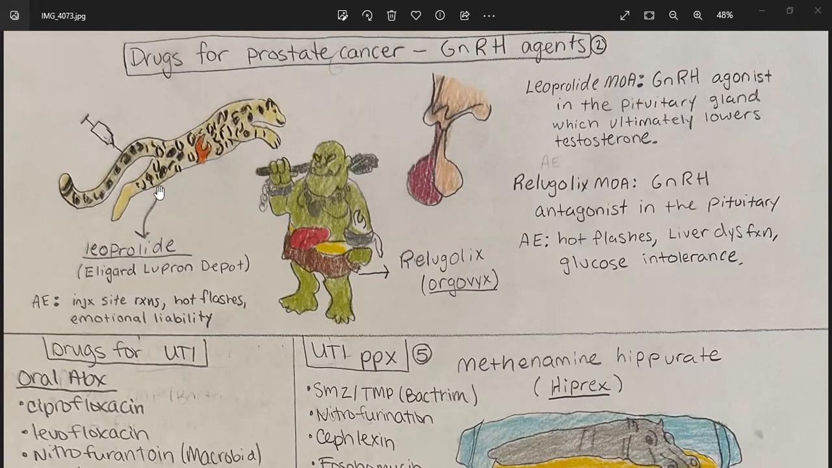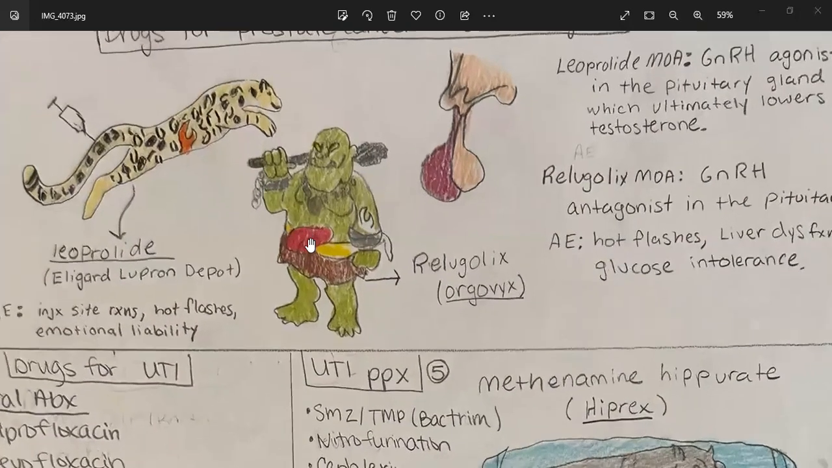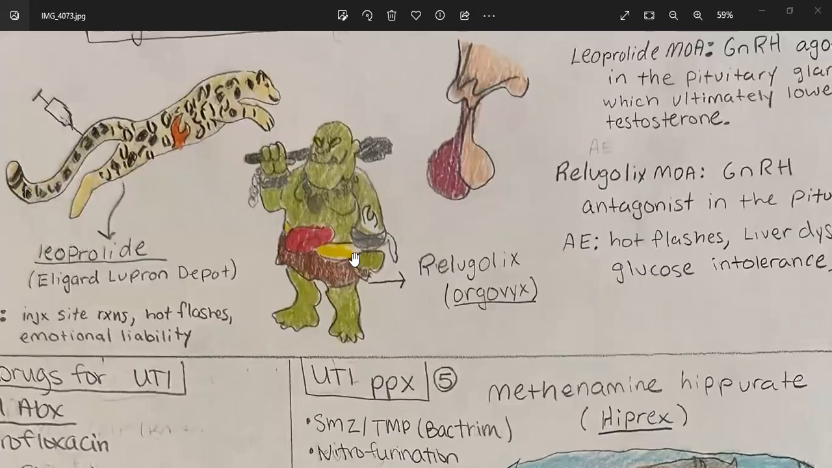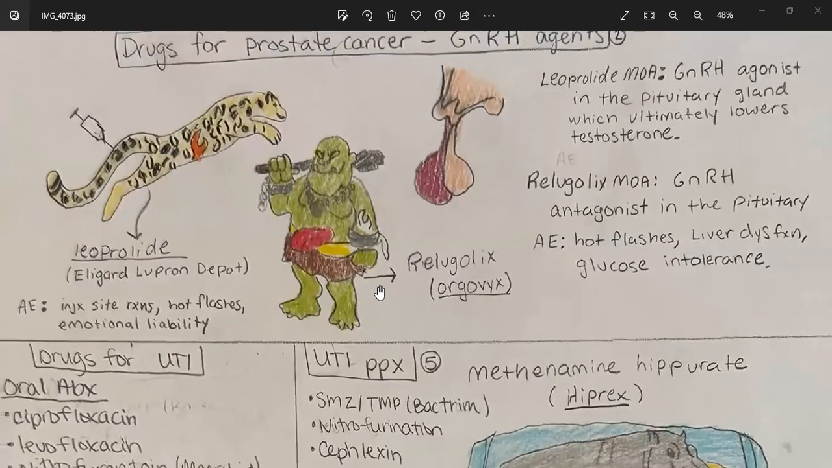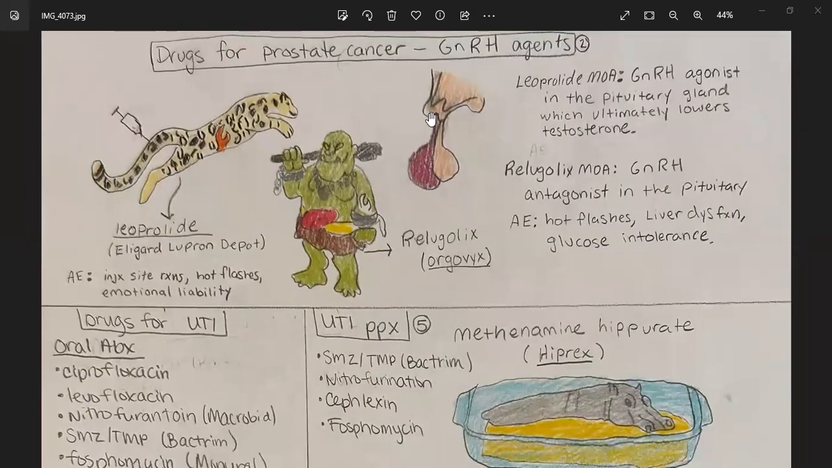So the adverse effects for the leuprolide are injection site reactions, hot flashes, and then emotional lability, which is not shown. And then the other drug here has hot flashes, so there's a flame, liver dysfunction, so there's a liver, and then glucose intolerance, which is not shown. And then, again, this is just our pituitary. I don't know if I said that, but yeah.